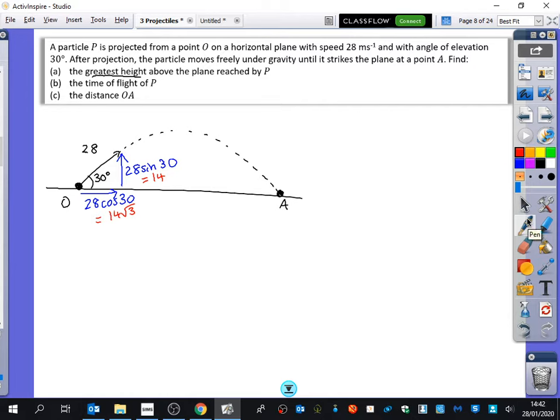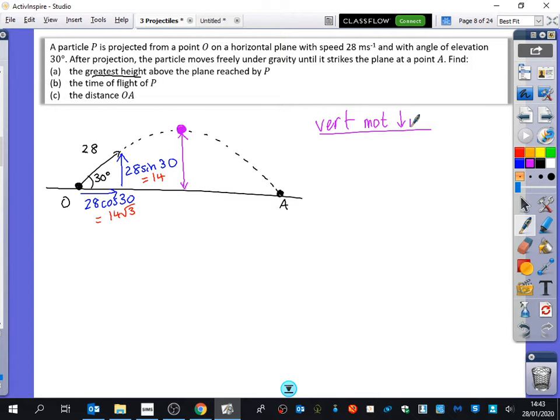And the first thing we want to work out is the greatest height above the plane reached by P. So we're looking for this height that we've got here. So I'm talking about from this point to this point that we have. Vertical or horizontal? It's got to be vertical, right? Because we're talking about how high it's going up. So considering we're doing this little purple bit, I'll do it in purple. So we're going to look at our vertical motion. Do you want to do upwards as positive or downwards? Downwards as positive. Fine, we'll do downwards as positive.